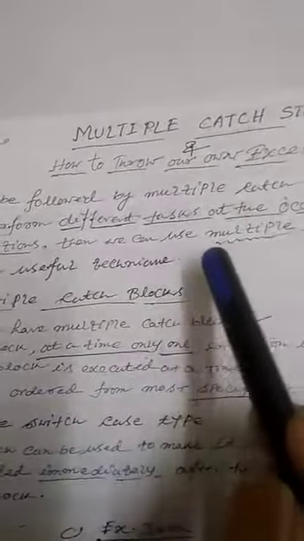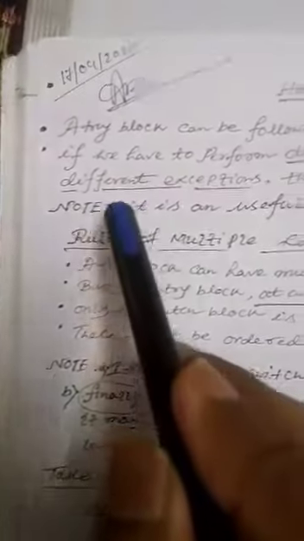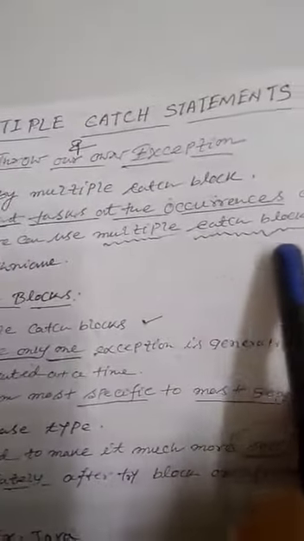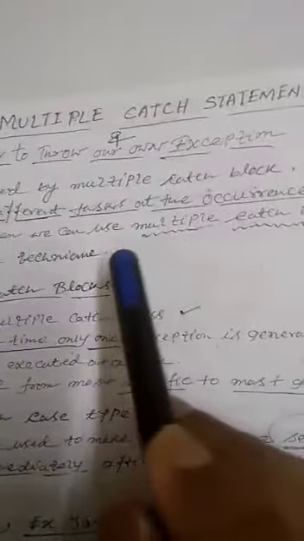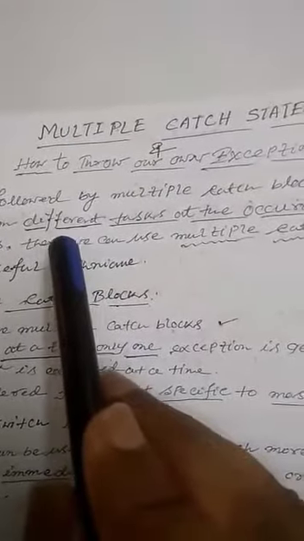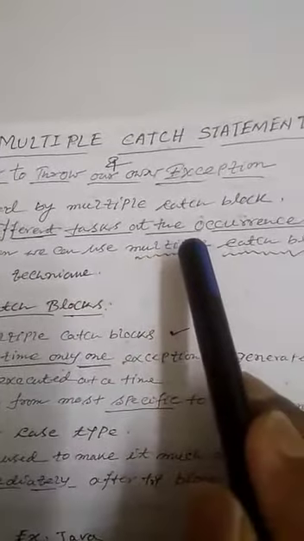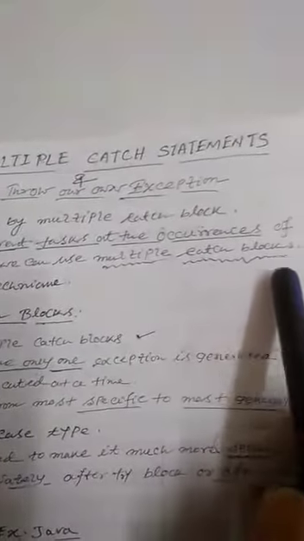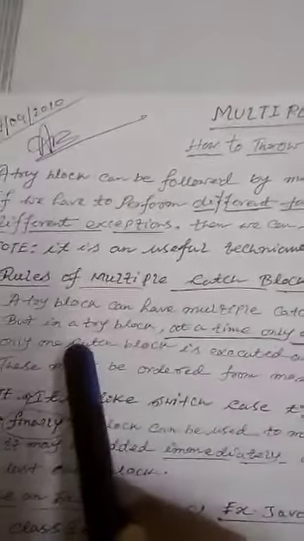If we have to perform different tasks at the occurrence of different exceptions, then we can use multiple catch blocks. So what is the importance of multiple catch blocks? Different tasks at the occurrence of different exceptions, so we deal with them using multiple catch blocks. It is a very useful technique.